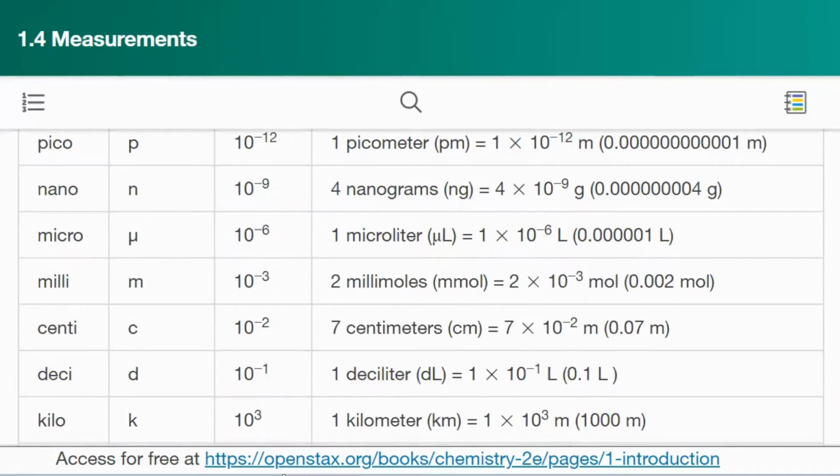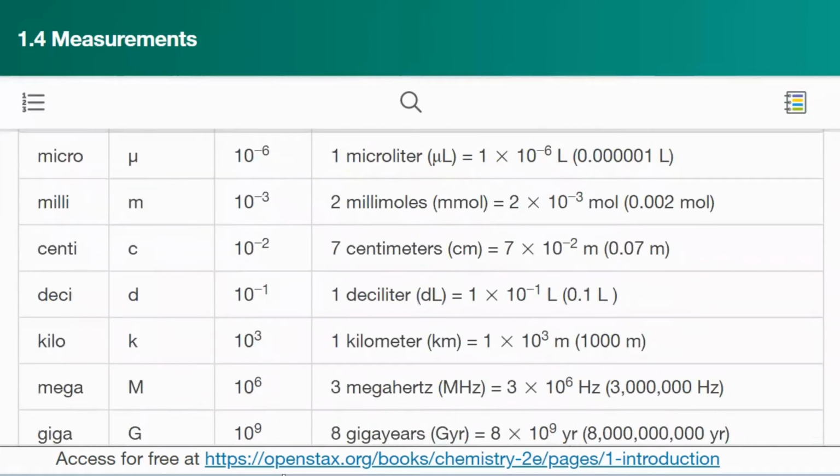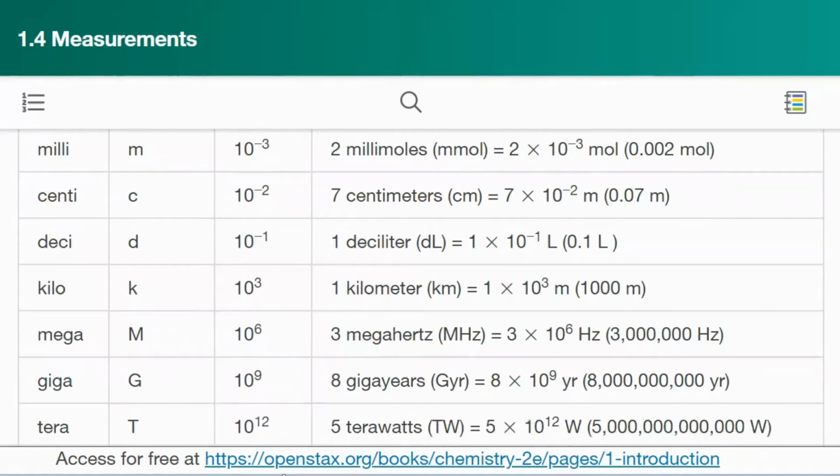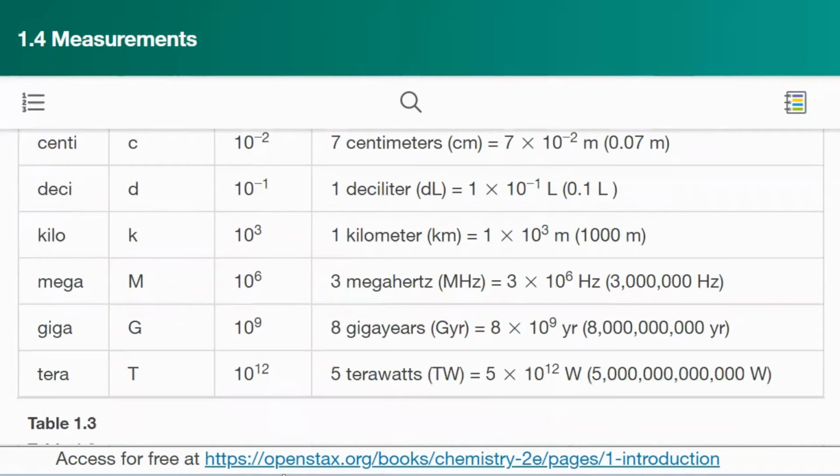Micro, the symbol mu, that's a Greek letter, 10 to the minus 6, or 1 microliter. Milli, symbol m, is 10 to the minus 3, 2 millimoles, and that's 2 times 10 to the minus 3. Centi, symbol lowercase c, 10 to the minus 2. So we can have, for example, 7 centimeters. Deci, symbol lowercase d, 10 to the minus 1, 1 deciliter. Kilo, with a k, 10 to the third, 1 kilometer.